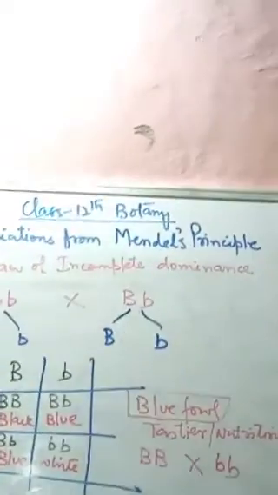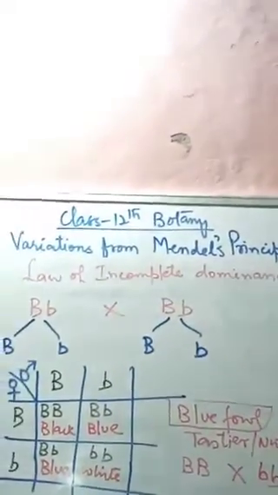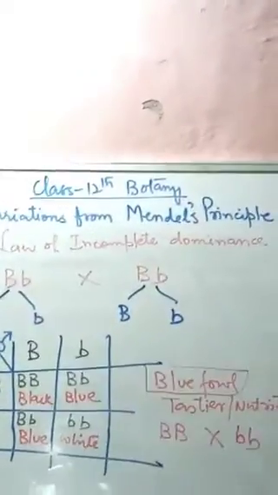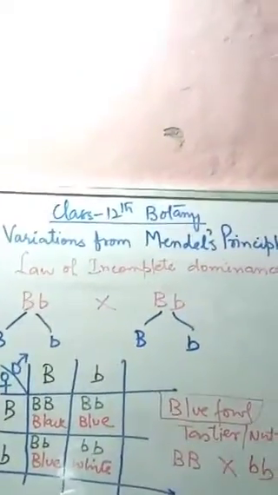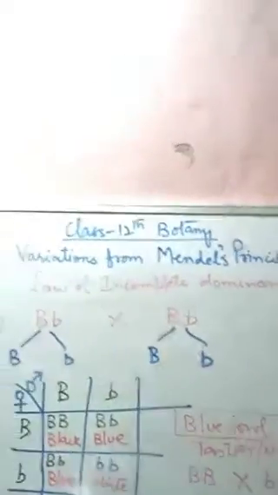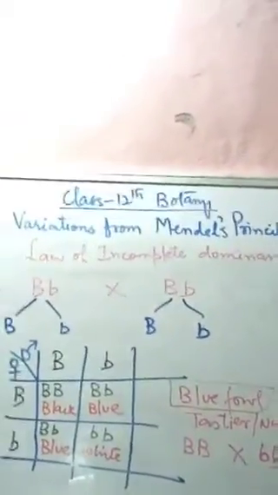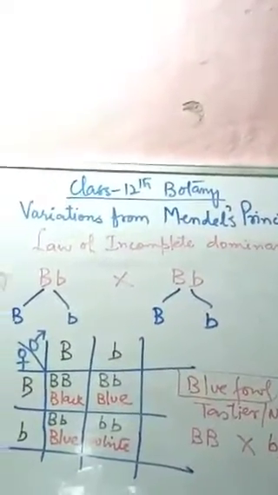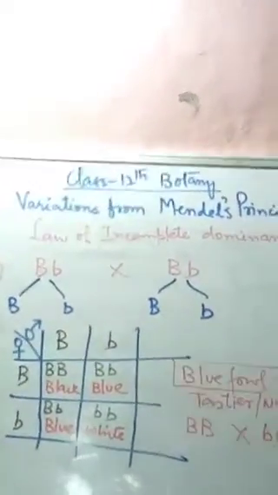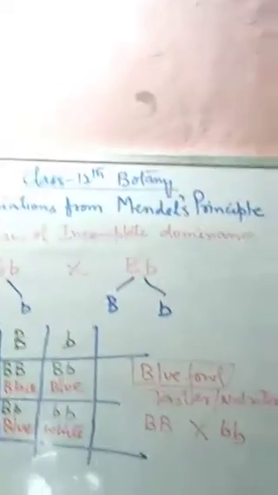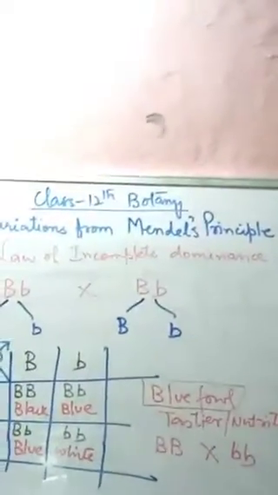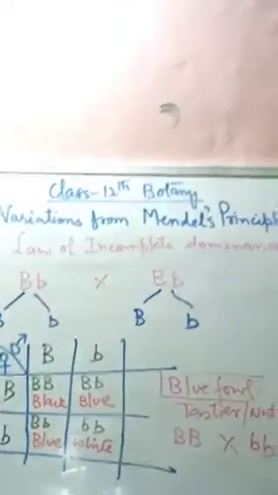This was all about the law of incomplete dominance, where the dominant character does not express itself completely, but gives us an intermediate character in the F1 generation or in the hybrids. And we have given you some examples: the 4 o'clock plant, the dog flower, and the Andalusian fowl, to show this law of incomplete dominance.